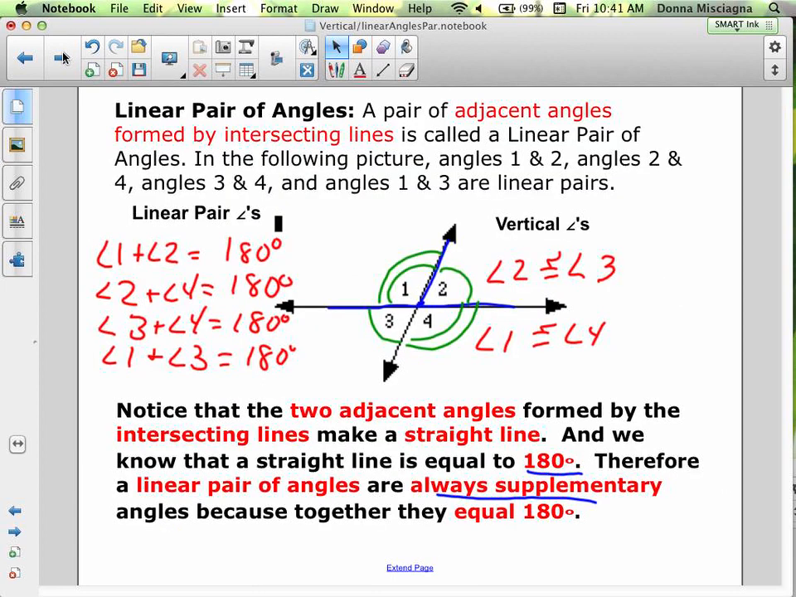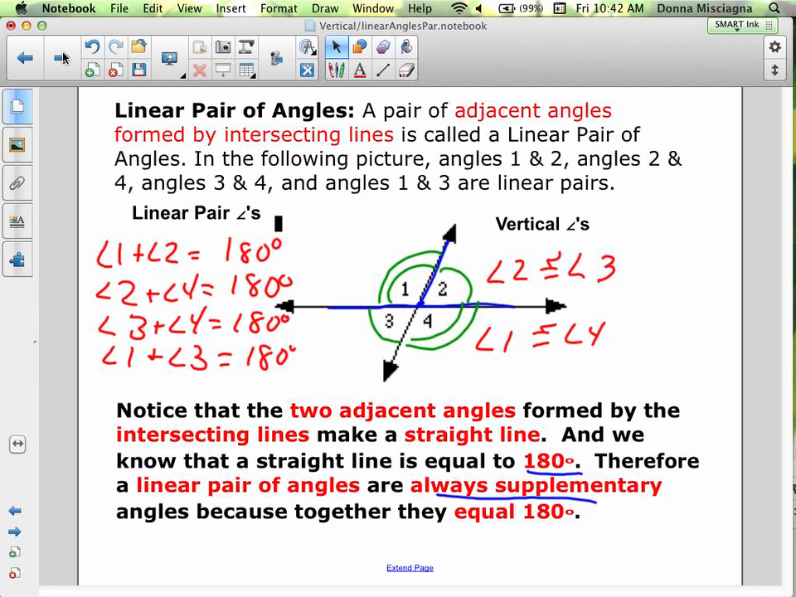And our last type of angle we're going to learn about in this podcast are linear pairs of angles. So a linear pair of angles is a type of supplementary angle. They are a pair, and they're also a type of adjacent angle. So they are a pair of adjacent angles formed by intersecting lines, and they're called linear pair angles. So in the following pictures, angles 1 and 2, and angles 2 and 4, and angles 3 and 4, and angles 1 and 3 are linear pairs.